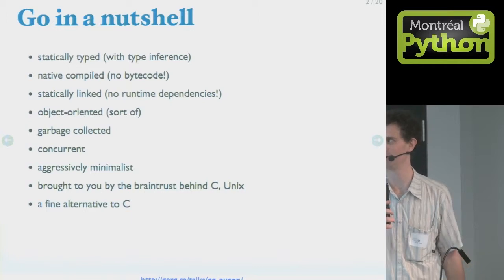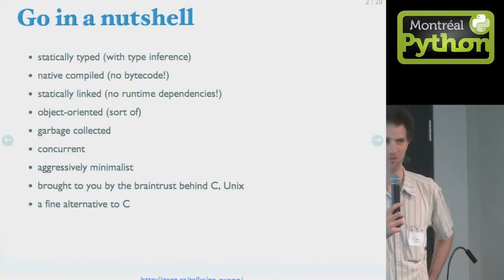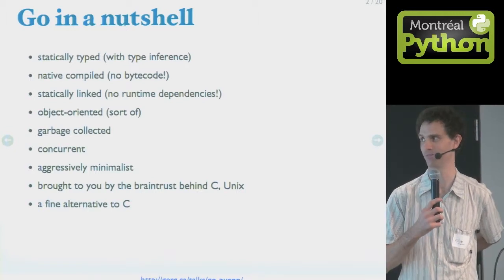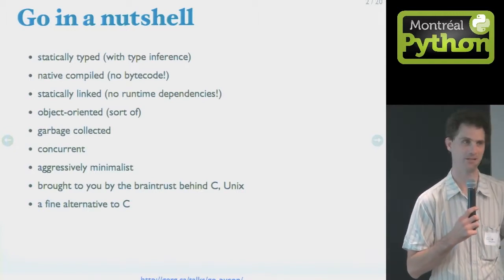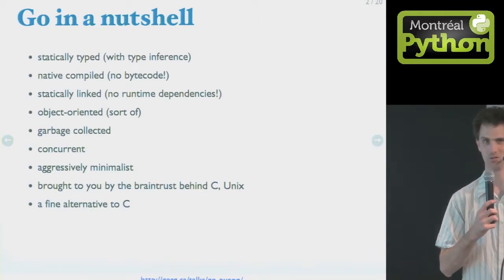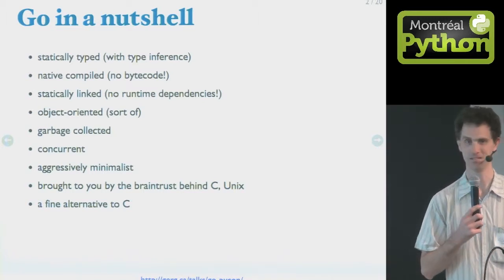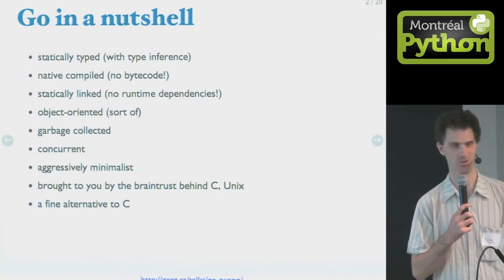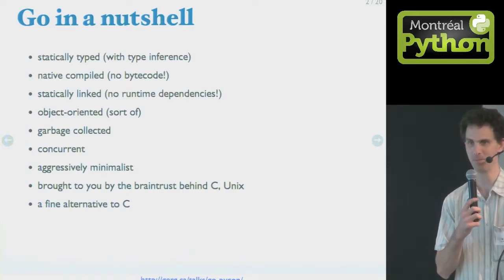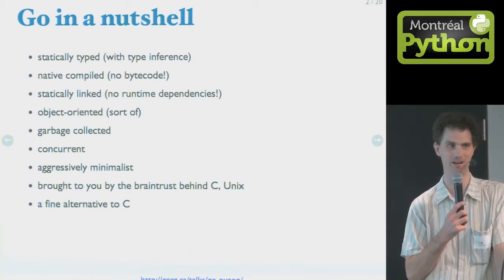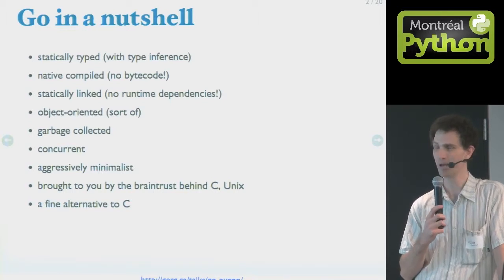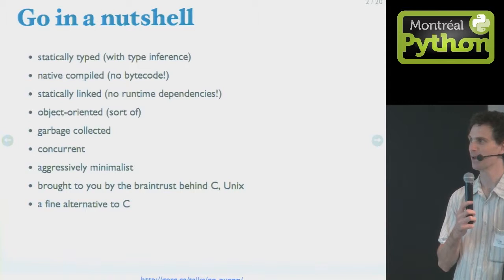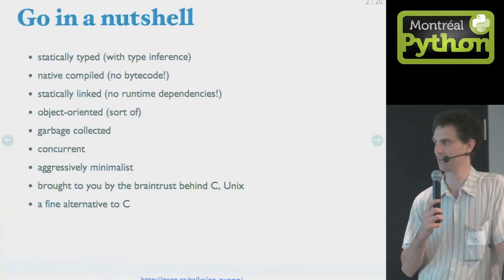So in a nutshell, Go is a statically typed language, like Java or C++ or Haskell, but with type inference. It's natively compiled, so there's no bytecode. It just goes straight to x86 machine code or ARM machine code. Statically linked, which is pretty cool. No runtime dependencies. You just generate one big fat binary and you're ready to deploy. It is object-oriented, but not as we know it, Jim. It's garbage collected, thank goodness.